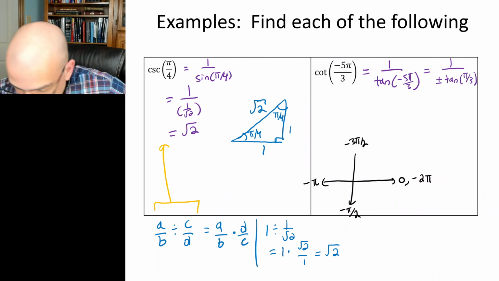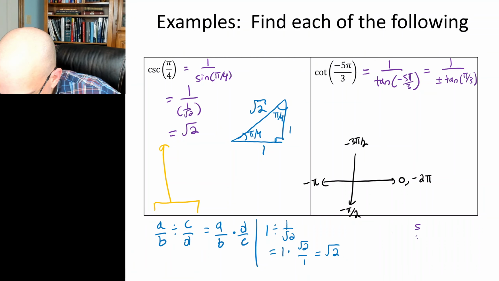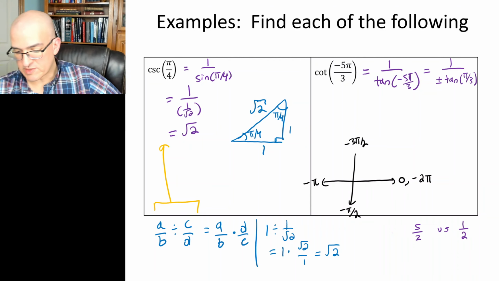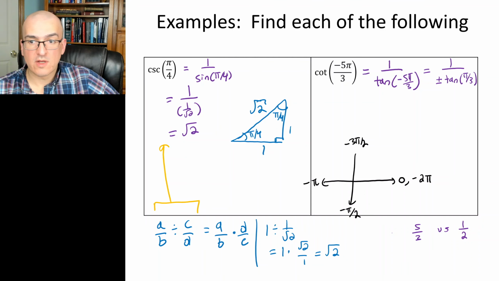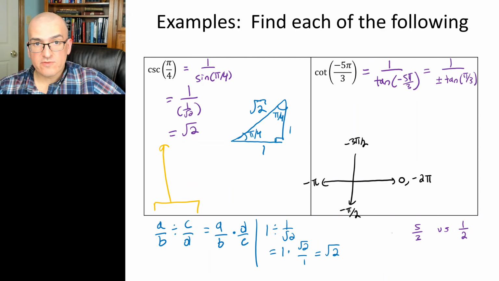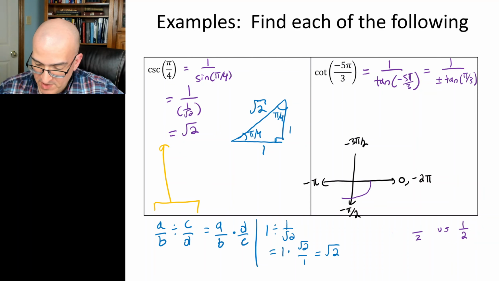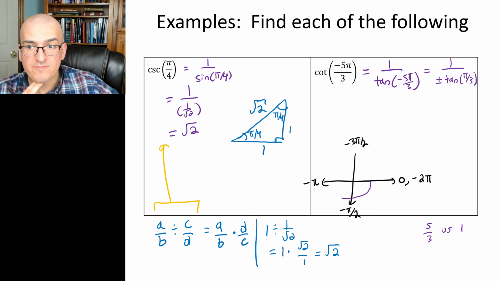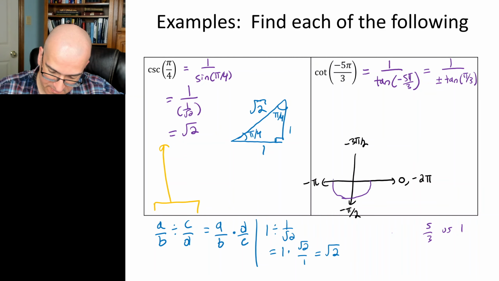I want to compare 5 over 3 versus 1/2. So that's to compare 5 pi over 3 to pi over 2. 5/3 is larger than 1/2, so I'm past this negative pi over 2. Now I want to compare 5 over 3 versus 1. I want to compare 5 pi over 3 to pi. 5 over 3 is larger than 1, so I'm past that as well.